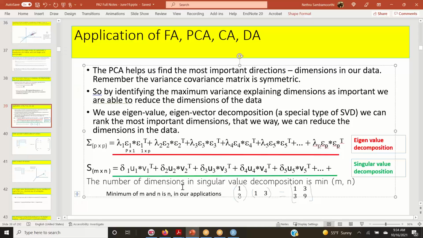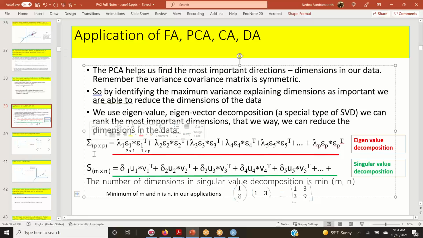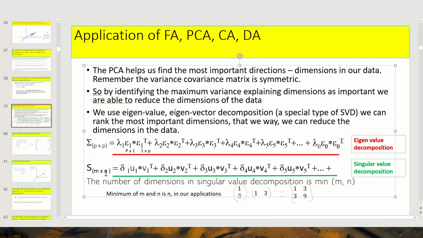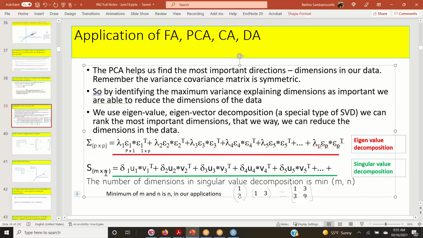Yes, sir. And yesterday I also mentioned that this is for the variance covariance matrix, and this is also for the correlation matrix. But in real life, you also have a data matrix, and a great example of a data matrix is your recommendation engine, because a recommendation engine is M by N, meaning M people and N products are in the database. In Netflix, M customers, N movies.